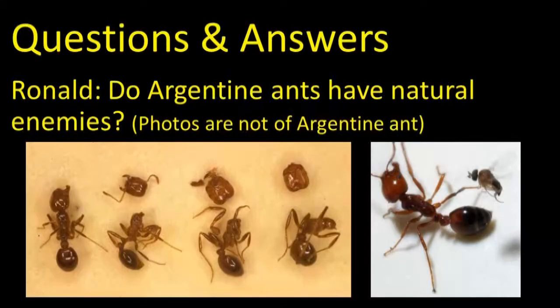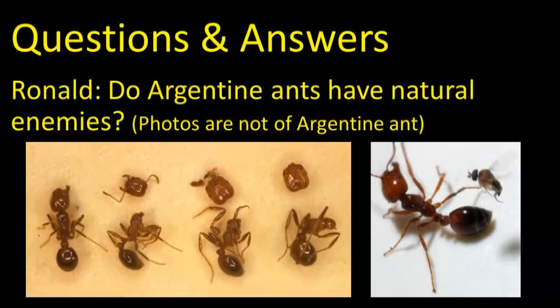So do Argentine ants have natural enemies? They do, just like anything else. But the problem with invasive species is that they don't belong here. So the animals here, even though some of them would eat them, are not adapted to eating them. They kind of taste funny. They come in huge numbers. So sure, some animals would eat them.